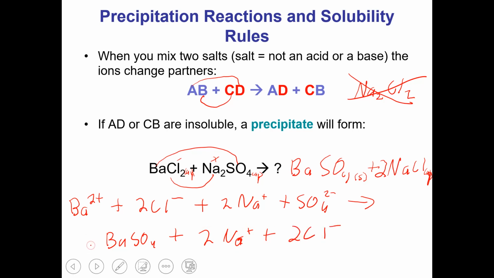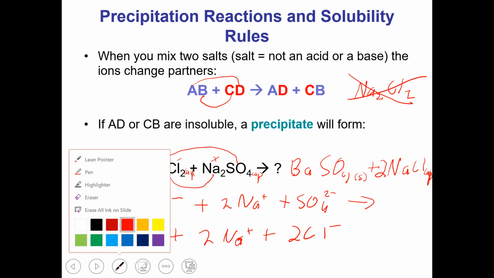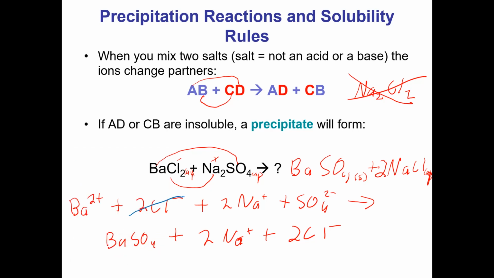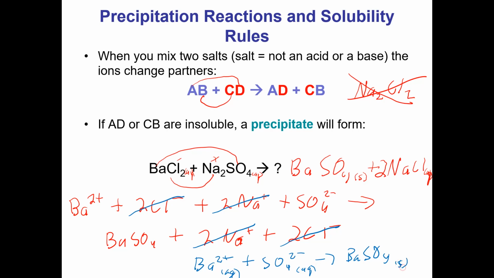And then we can cancel out the things that show up on both sides. So we're left with as our net ionic equation.